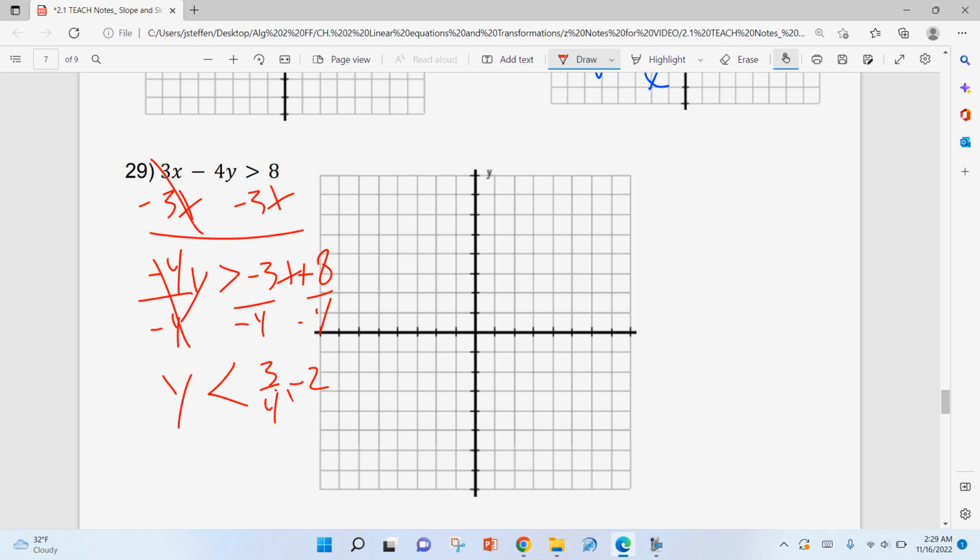Oops, should be an x there. So negative 2, I go up 1, 2, 3 over 1, 2, 3, 4. It is a dotted line. And now y is less than, so you shade below.